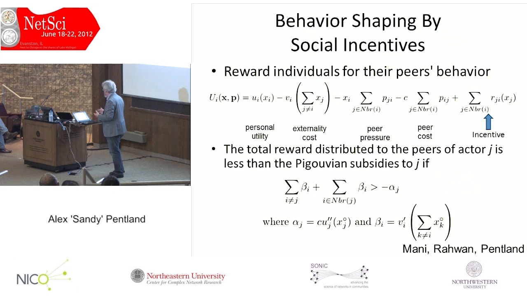And the mathematics of that are basically the same sorts of mathematics for externality costs and peer pressure that Matthew Jackson, Stanford, has introduced. But now what we've done is added a final term, which is an incentive to apply peer pressure to people to change their behavior. Okay?